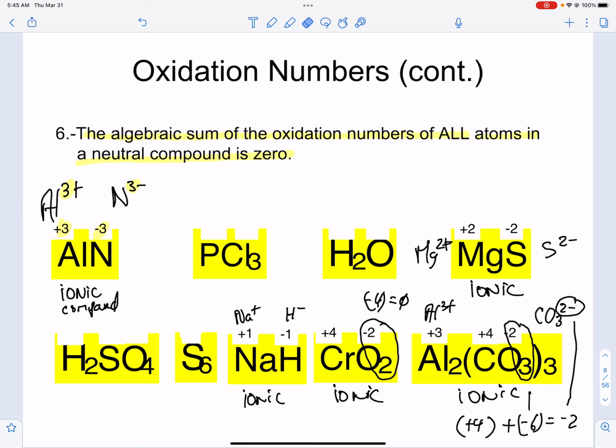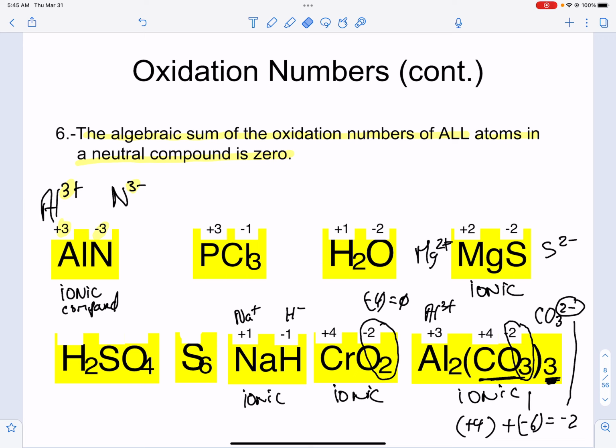Notice that we didn't even have to use these three here because we're just dealing with one of these. The oxidation numbers are not going to change. And let's do the molecular. So phosphorus trichloride: chlorine is always, all halogens, if they are not with other halogens, are going to be -1. There's 3 of them, so this has to be +3. Oxygen is always -2, and hydrogen is always +1.